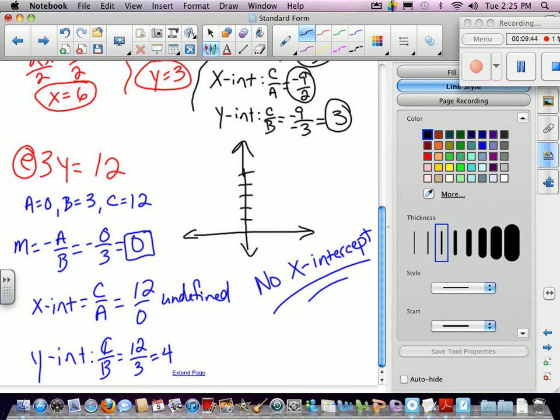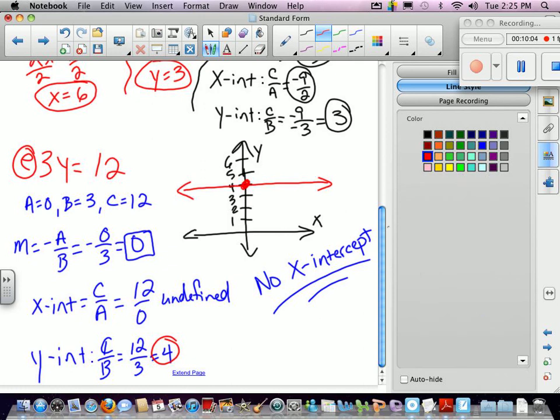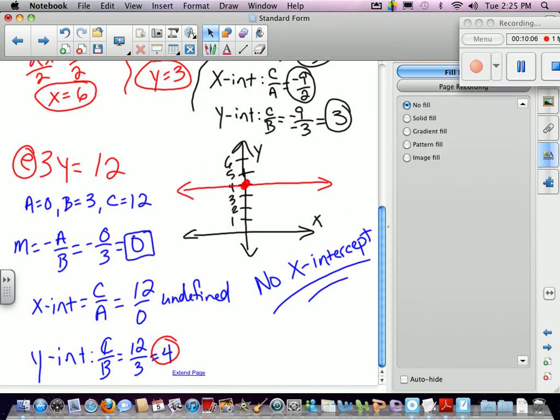Alright, so if we take a look at this in the graph, 1, 2, 3, 4, 5, 6. Alright, that's your y axis. This is going to be a horizontal line and it's going to have a y-intercept of 4, so it's going to go right there. It's going to be straight across. Alright, so there's a lesson on standard form.